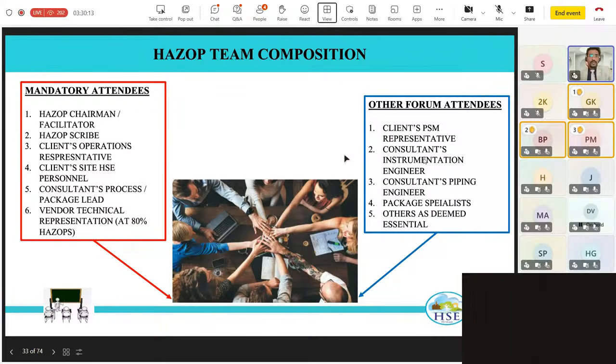Next, we have the support team, who will be part of the forum, but they can be on call, or in and out, or have staggered presence. So then we have the client PSM representative, consultants, instrumentation engineer, piping engineer, package specialist, and others deemed essential. So whoever the SMEs or essential people are, they can be non-continuous, but it is good to have them full time. Yeah.